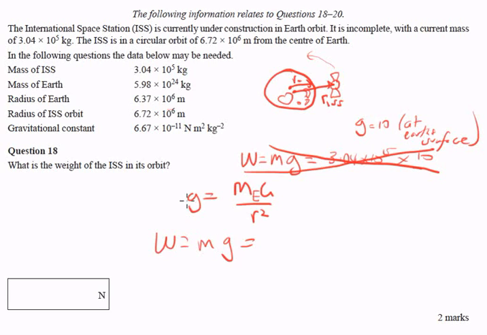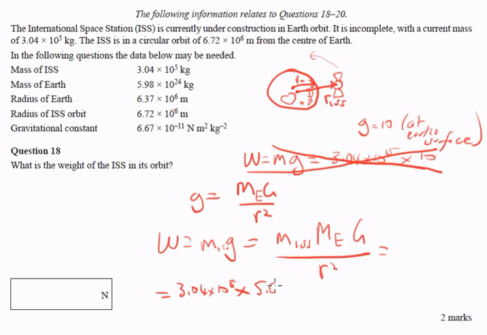So this g, or the gravitational acceleration, is this. We sub it into this equation, we get mass, and this is the International Space Station, times mass of the Earth, times gravitational constant over r squared, which is the ISS mass 3.04 by 10 to the 5 by mass of the Earth is 5.98 by 10 to the 24, gravitational constant 6.67 by 10 to the minus 11.